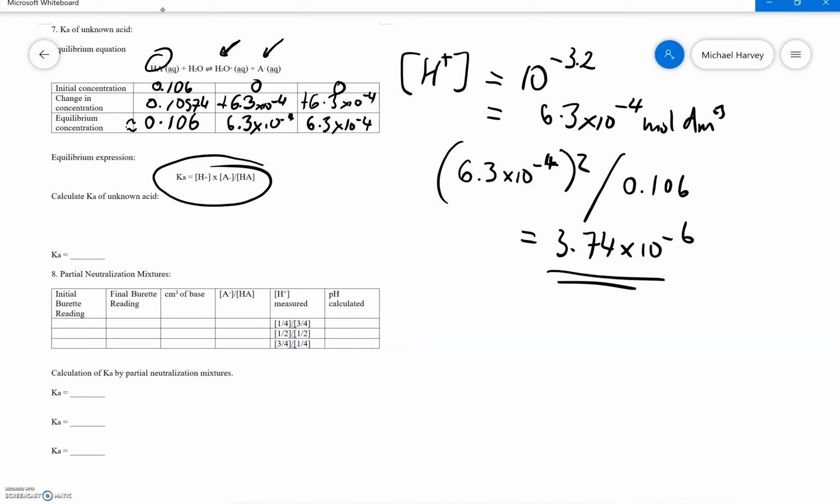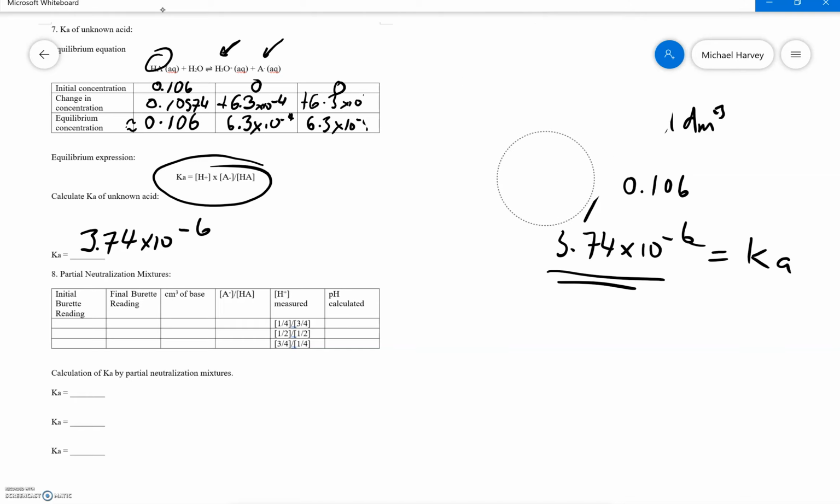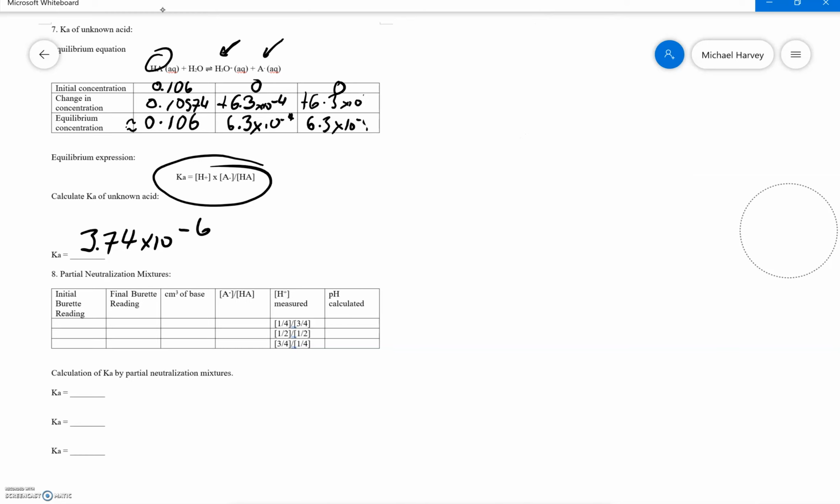Okay, so that's our first Ka value, which is going to be equal to the Ka of the acid using this particular method. So there we go. We can put in the Ka, 3.74 times 10 to the negative 6. Okay, so that's using that particular method. That's known as the equilibrium equation method.